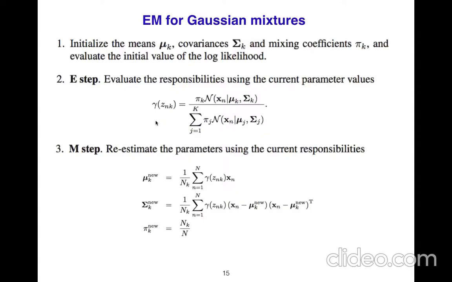So here we just compute gamma, and then you just put it here, and then we calculate the new mean, covariance, and mixing.